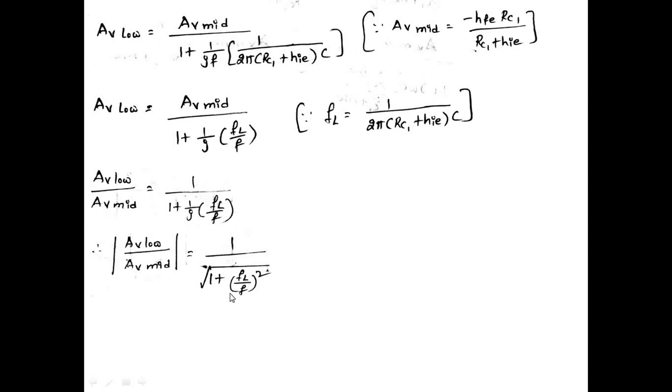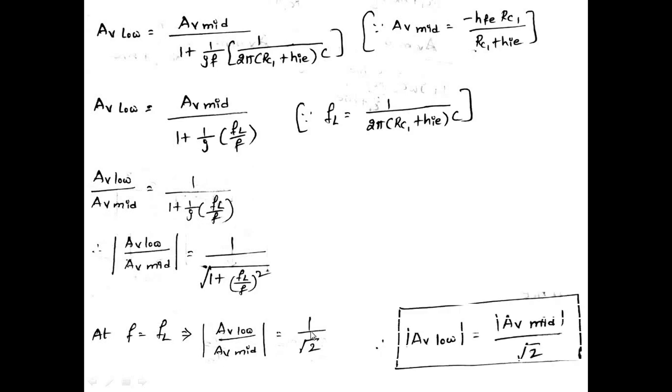F is equal to FL. FL gets cancelled. You will get 1 by square root of 1 plus 1, which gives you 2. Means mod AV low by AV mid is equal to 1 by root 2. You want to calculate AV low, which is equal to AV mid divided by root 2. This is the relationship between the voltage gain at low frequency and the voltage gain at mid frequency. This is what we have already quoted.